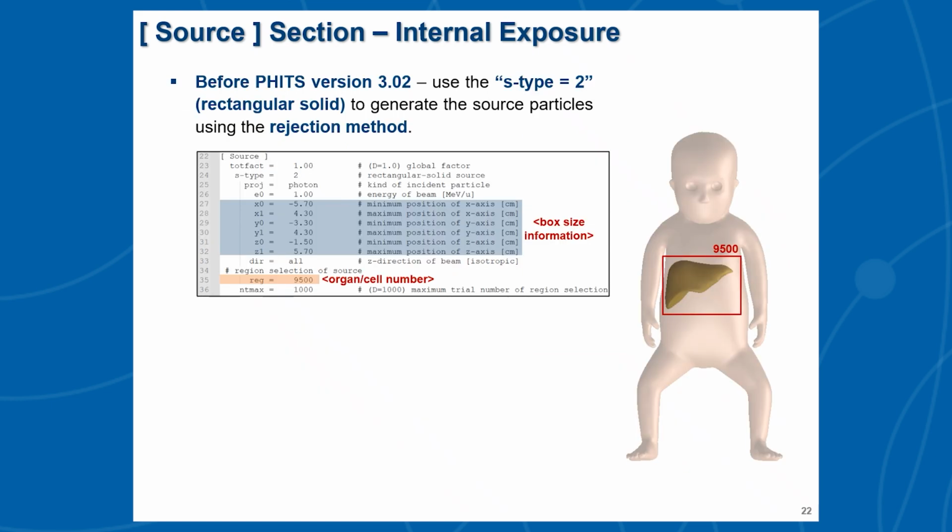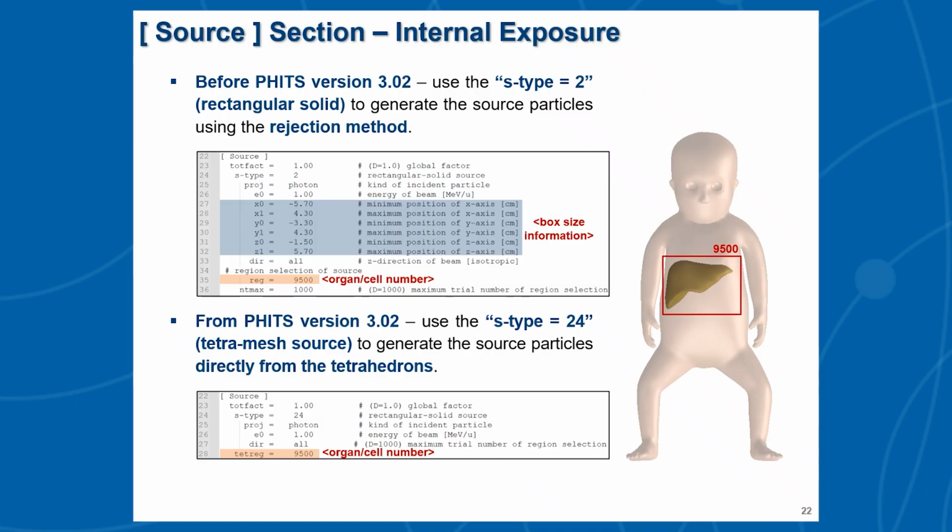The next is the internal liver source. In FEATS code, there are two ways to define the internal source organ. The first method is the rejection method. In this example, s-type is set to 2, which is the rectangular solid source. Then, the bounding box for the liver is specified from lines 27 to 32, and finally, the organ ID of the liver, which is 9500, is specified using the region parameter in line 38.